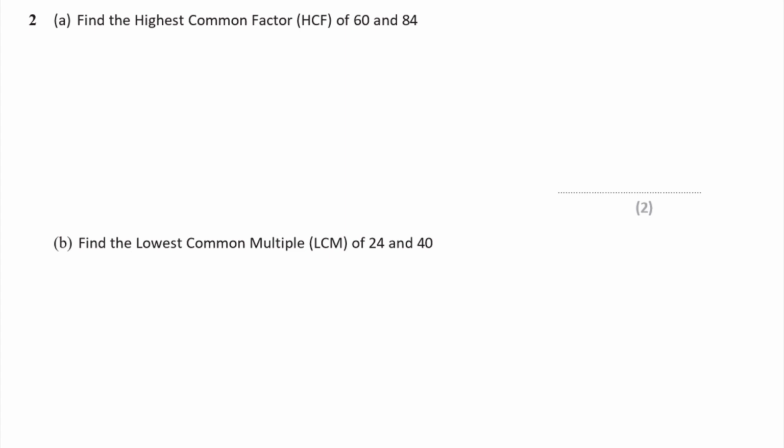Question 2a, find the highest common factor, HCF, of 60 and 84. Okay, now there are different ways of doing highest common factor. Probably the most simple to explain is the exhaustive search method. And that's where you find all the factors of both your numbers. So like all the factor pairs of 60, like 1 and 60, 2 and 30, and so on. Okay, that's one way of doing it. But when you've got large numbers like this, I actually think it's probably easier to use prime factor decomposition, or the product of prime factors, another way of saying it.